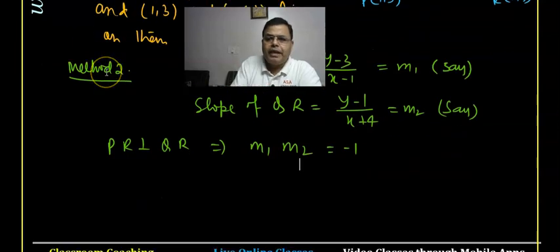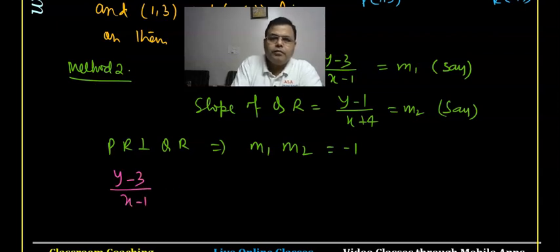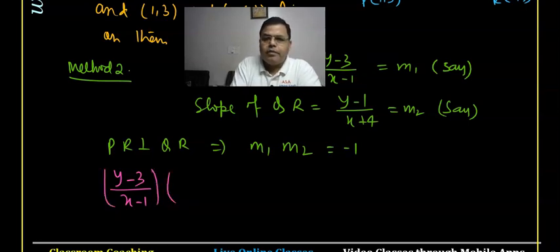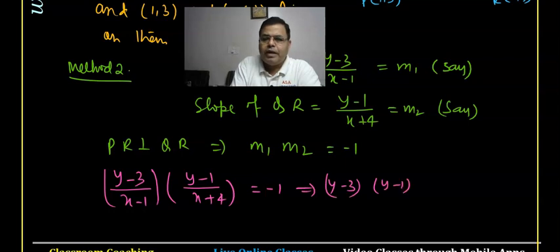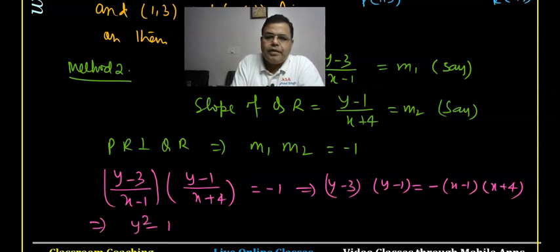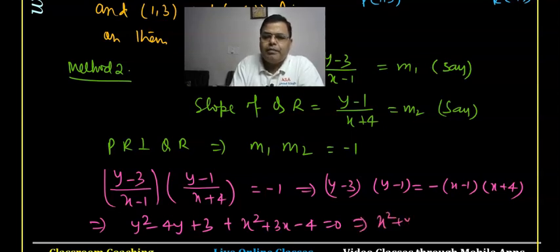Therefore it will form a line: y minus 3 upon x minus 1 into y minus 1 upon x plus 4 is equal to minus 1. This implies (y minus 3)(y minus 1) is equal to minus (x minus 1)(x plus 4). That is nothing else but the equation of a circle: y square minus 4y plus 3 plus x square plus 3x minus 4 is equal to 0, and therefore x square plus y square plus 3x minus 4y minus 1 is equal to 0 is the equation of a circle.